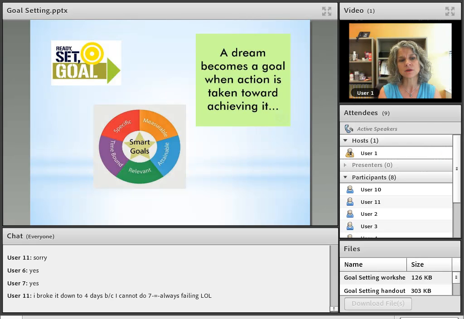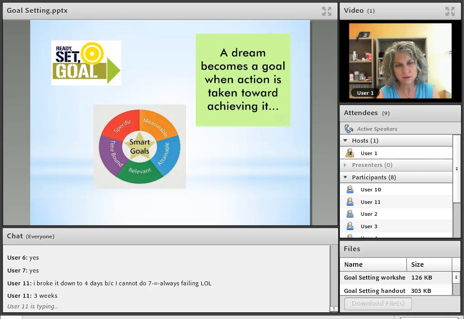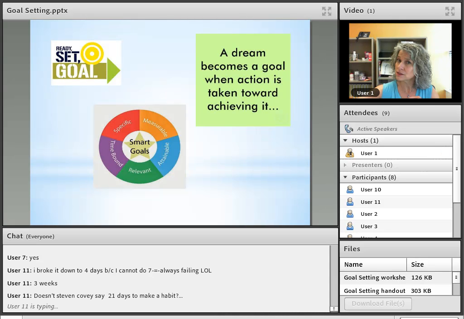How many weeks in a row, Kristen? Do you want to say, what's the timeline on this? We certainly agree that it's relevant. So what's the time-bound part? Okay, so 3 weeks. So do you mean the goal is you want to journal, food log, 4 days in a row every week for 3 weeks?